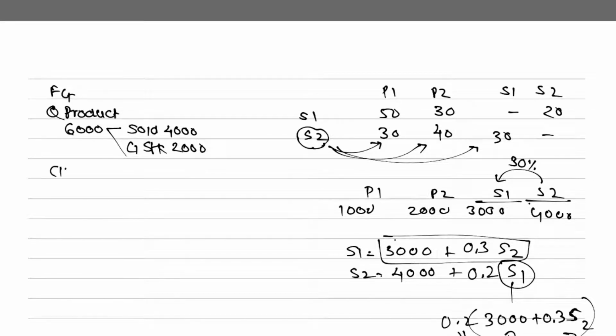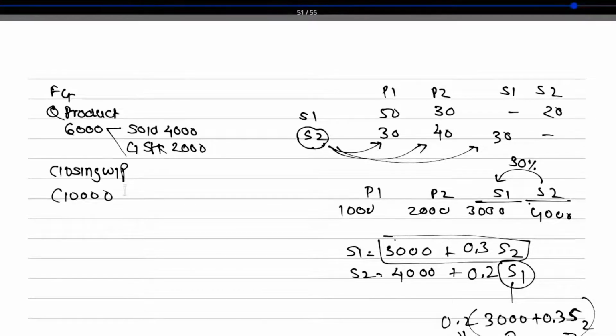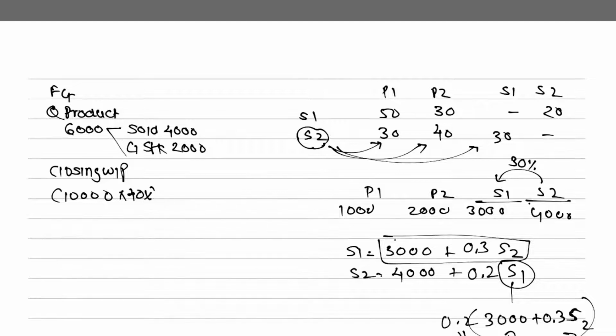Then there will be some data for your closing WIP. Let us say there are 10,000 units, and these are, let us say, 40% complete. So how much equivalent output will come? 10,000 units with 40% work done is equivalent to 4,000 units fully made. Process costing equivalent output. So if I take the total, that comes to how much? 10,000 units. Right, total.